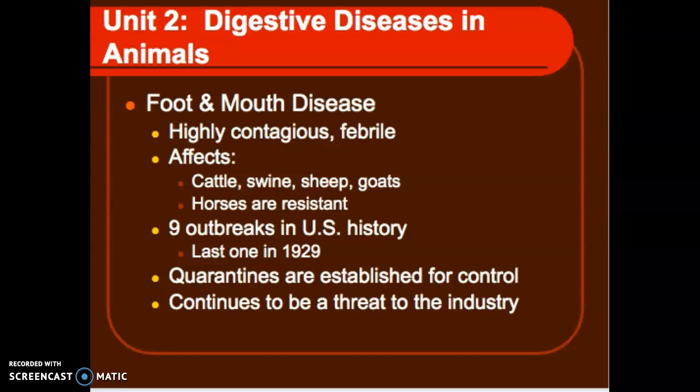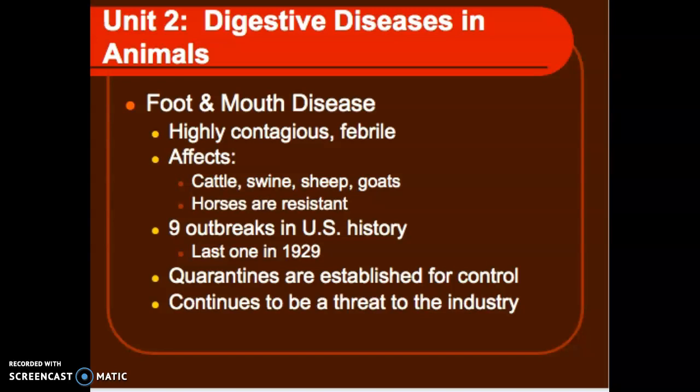We've got 9 recorded outbreaks in U.S. history, the last one being nearly a century ago in 1929. Foot and mouth is very, very highly contagious and extremely febrile, and probably of all the animal diseases we'll discuss throughout the class, this one causes the highest body temperature. It affects cattle, swine, sheep, and goats. Horses are resistant, but the primary outbreaks you'll know through history are generally associated with cattle.